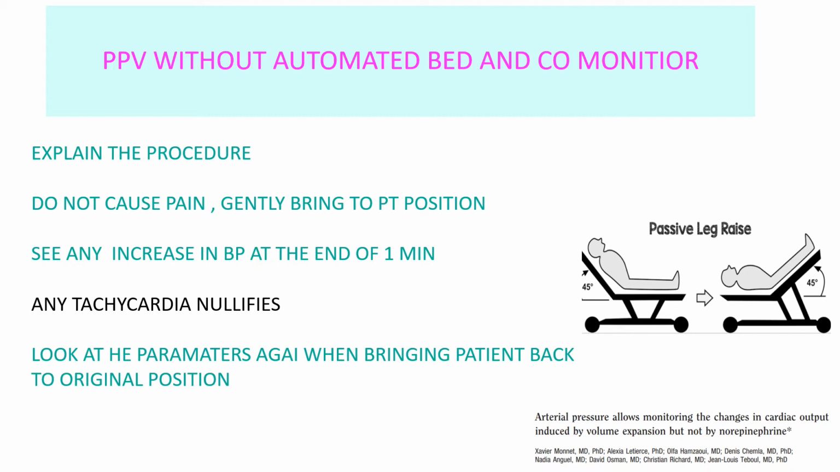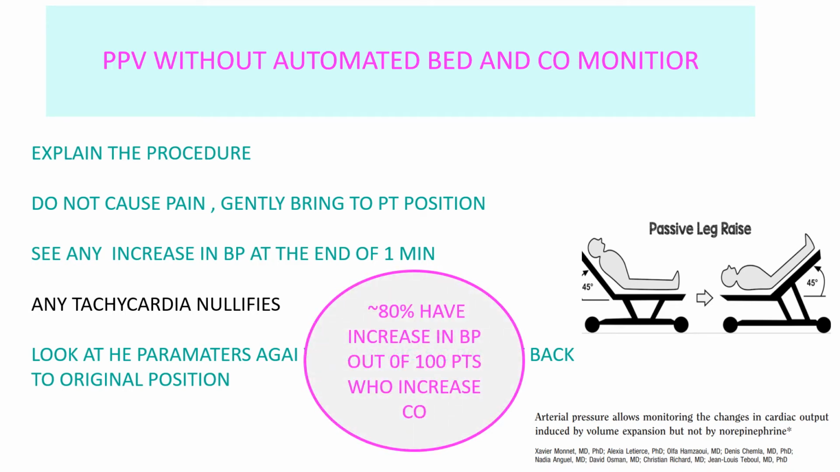When you don't have an automated bed and don't have a cardiac output monitor, you just see the increase in blood pressure. And it has been seen that approximately 80% will have an increase in blood pressure out of 100 patients who increase their cardiac output. That means around 20% will be false negative if you use blood pressure as your target and not cardiac output. So it is worthwhile to do it, and it is an easy test, and it is the most accurate test as of now, especially if you have an automated bed and a device which can tell you the increase in cardiac output.